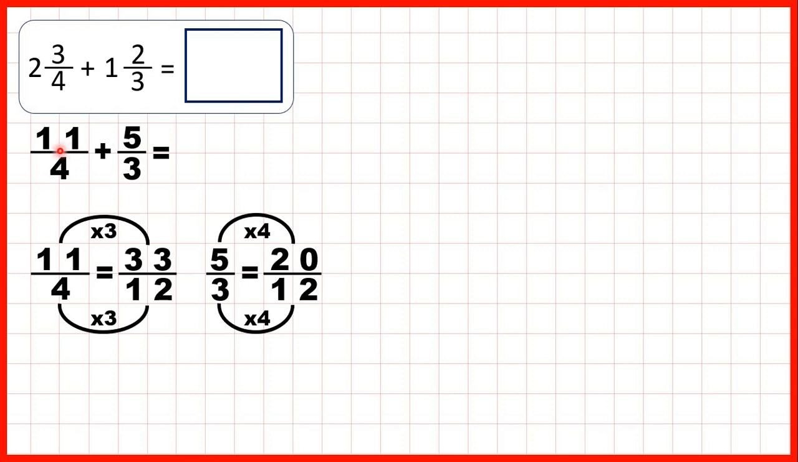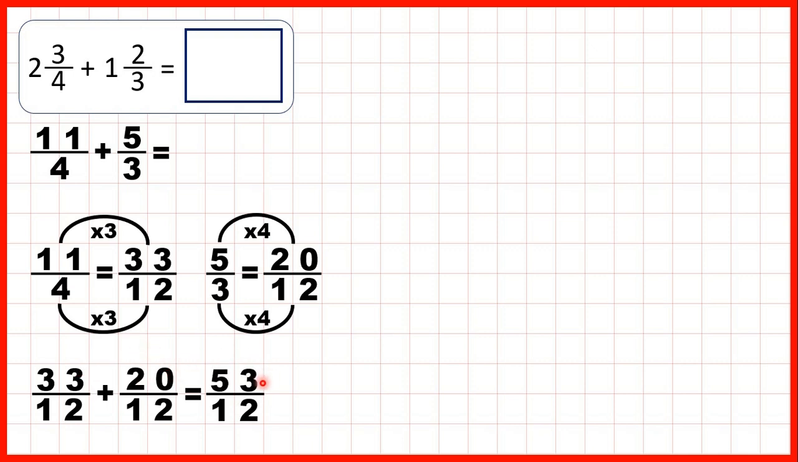So instead of 11 quarters, we can rewrite our question with 33 twelfths, and instead of adding 5 thirds, we can add 20 twelfths. So now we have a common denominator, so that stays the same in our answer, and 33 plus 20 is 53. So our answer is 53 twelfths. If we want to turn that into a mixed number, we can divide, and 53 divided by 12 is 4 remainder 5, and the denominator stays the same, so that's 4 and 5 twelfths as our answer.